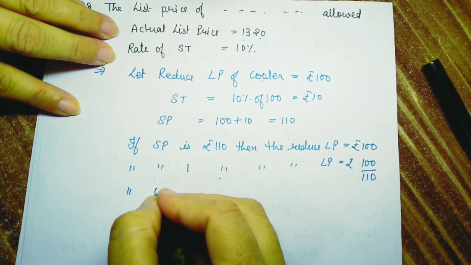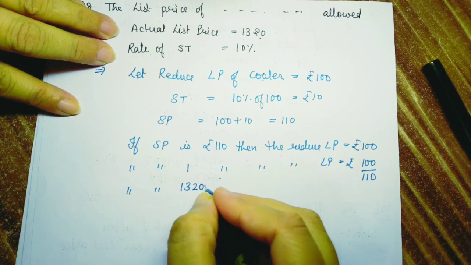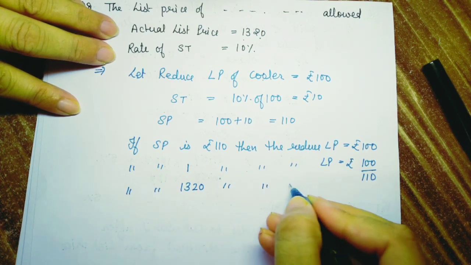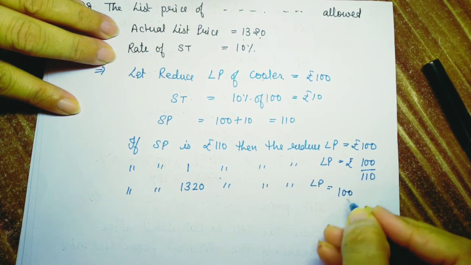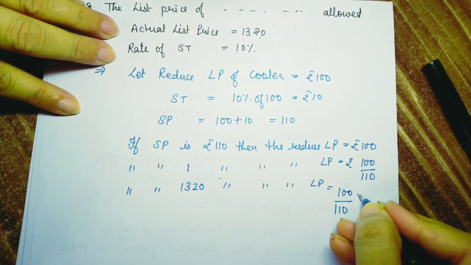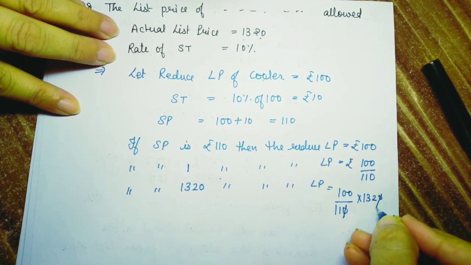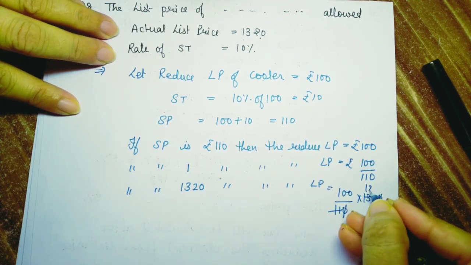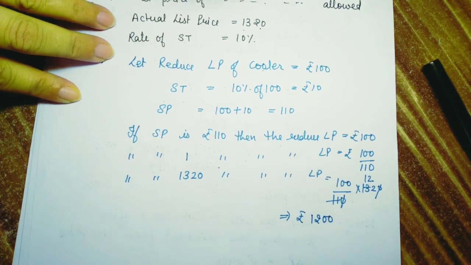So here we will write, if the selling price is 1320, then the reduced list price is 100 divided by 110 multiplied by 1320. 10 cancel by 10, and it will be divided by 12. So from here we get the reduced list price is rupees 1200.